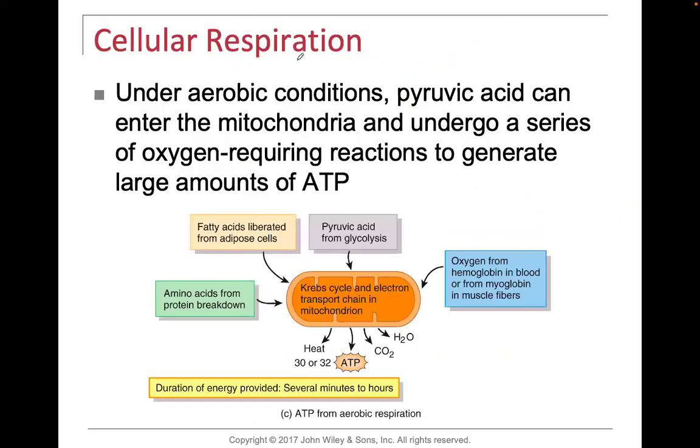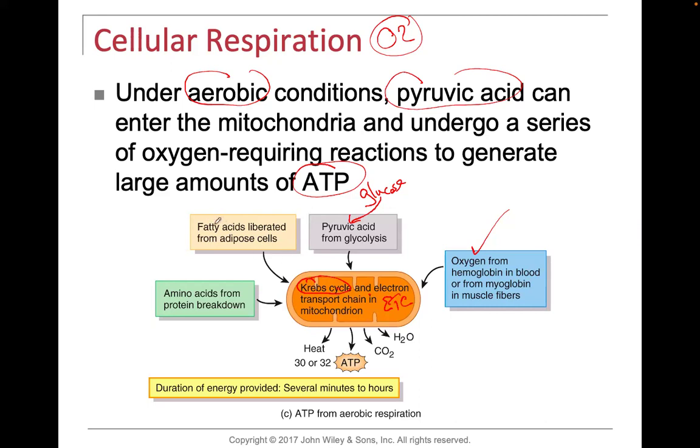Now, in terms of cellular respiration, this requires oxygen. So under aerobic conditions, the pyruvic acid can enter the mitochondria, and it goes through a series of oxygen requiring reactions for the sole purpose of making ATP. So the oxygen from the hemoglobin in the blood, that's going to enter. We need oxygen to make ATP. We need glucose. We need the sugar. So from glucose, you get pyruvic acid from glycolysis, and pyruvic acid can enter the mitochondria for the Krebs cycle to take place and the electron transport chain.